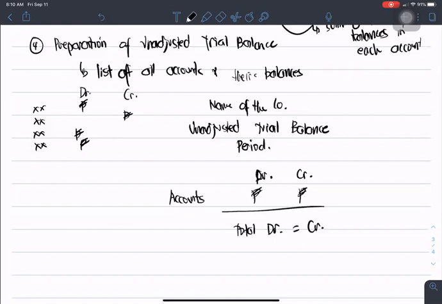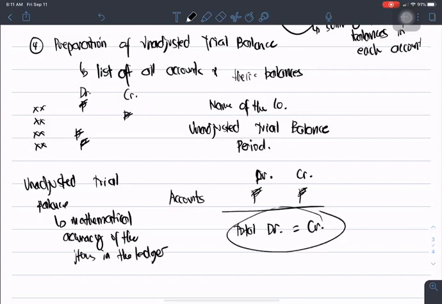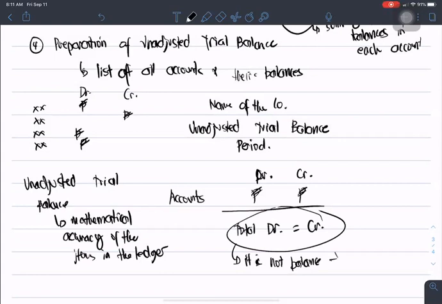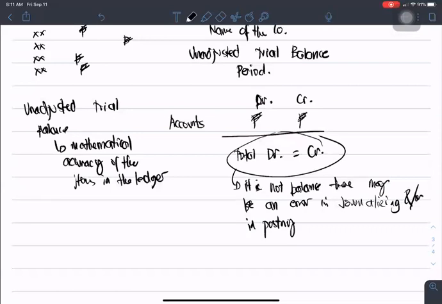Now, why so? Because we say that your unadjusted trial balance will prove the mathematical accuracy of the items in the ledger. Because if this is not equal, it means that it is not balanced. There may be an error in journalizing and or in posting. Okay? So if it's not balanced, there may be an error in journalizing and or in posting.